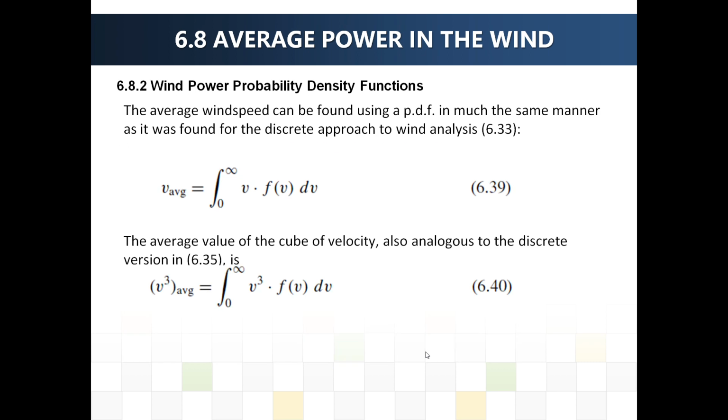The average wind speed can be found using probability density in the same manner as it was found in the discrete approach. So V average should be equal to the integral from 0 to infinity of V multiplied by f(V) dV. The average value of the cube of velocity is also analogous to the discrete version. So the average of V cubed is equal to the integral from 0 to infinity of V cubed multiplied by f(V) dV.